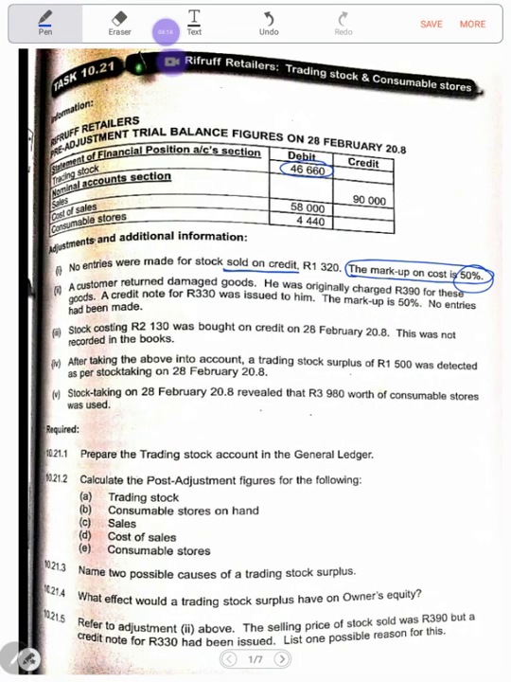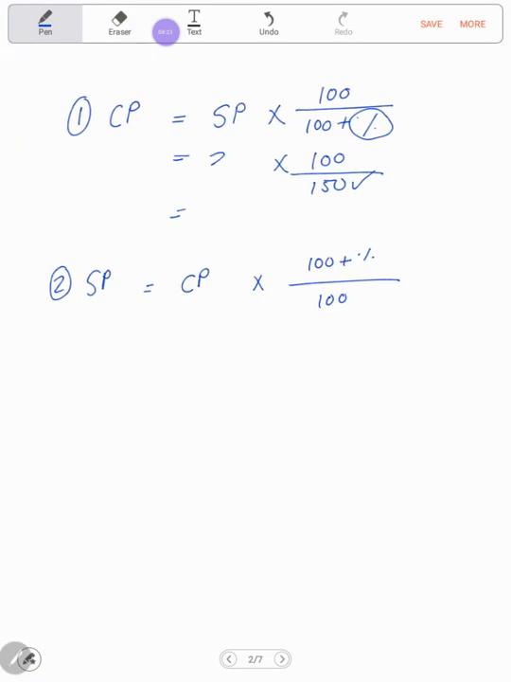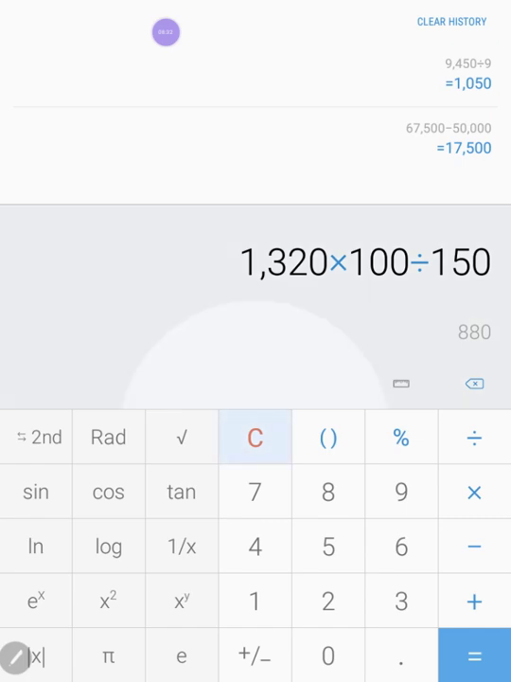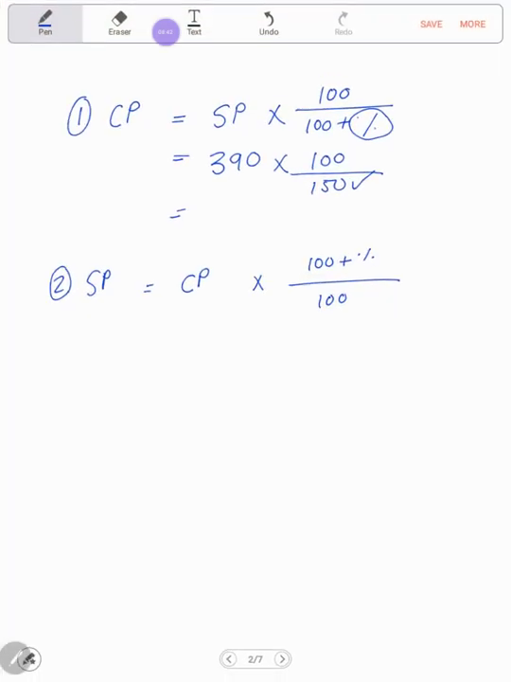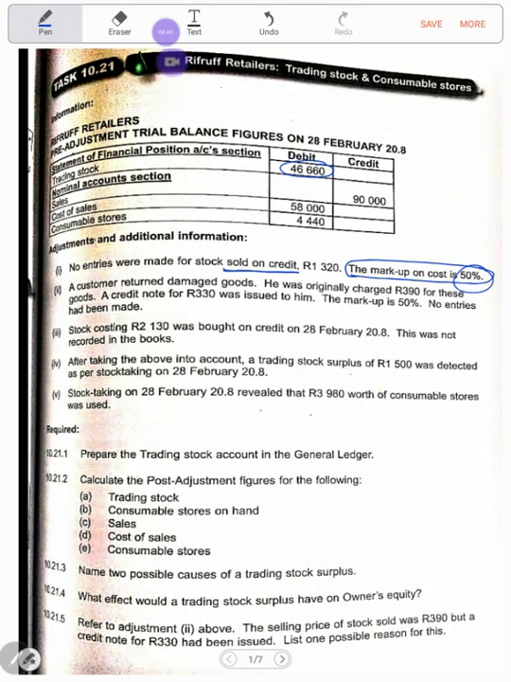We sold it for 390 Rand. And again, the markup was 50, so it's over 150. 390 times 100 divided by 150. The cost price of the goods that were returned is 260 Rand. Now remember, the goods were returned to the business. Returned.